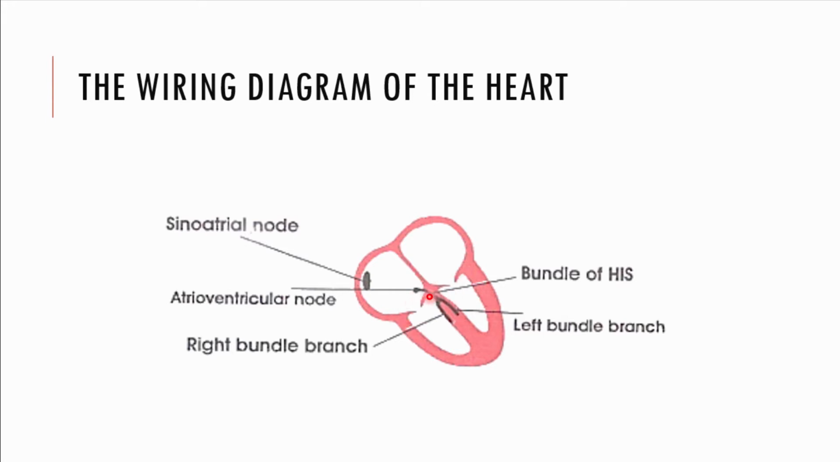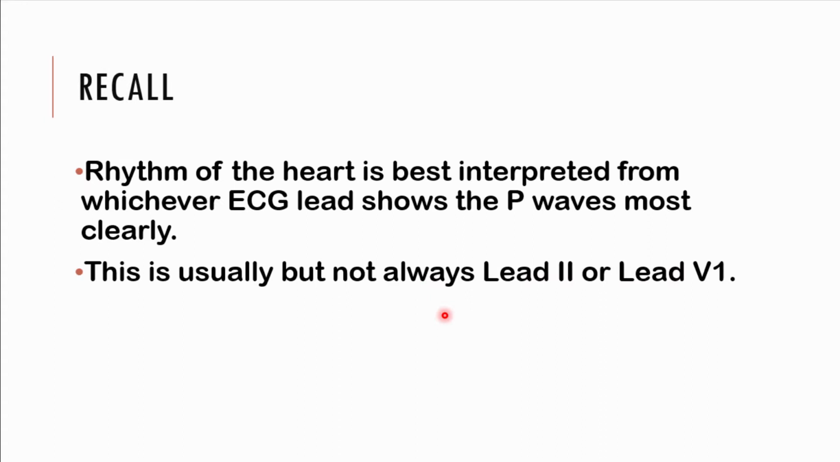Then eventually this impulse is conducted down the bundle of His, and then the right and the left bundle branches, and then the left bundle branch divides into a posterior fascicle as well as an anterior fascicle. So keep the wiring of this diagram in mind, because you could have blockage of the impulse being transmitted from the SA node to the AV node. You could have blockage of the impulse being transmitted from the AV node to the bundle of His. You could have each one of these bundle branches being blocked.